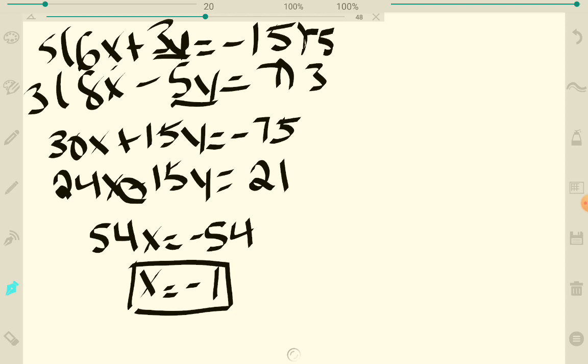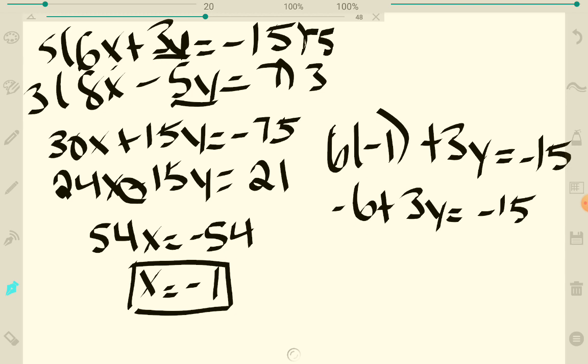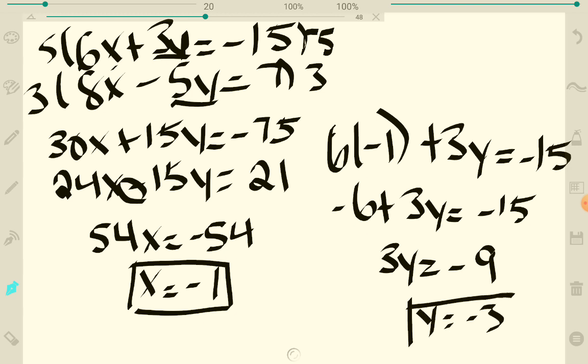I'm going to plug into the top equation. We do 6 times negative 1 plus 3y equals negative 15. Negative 6 plus 3y equals negative 15. 3y equals negative 9, and y equals negative 3. We get x equals negative 1 and y equals negative 3, and we can plug it in and substitute to check our answer.